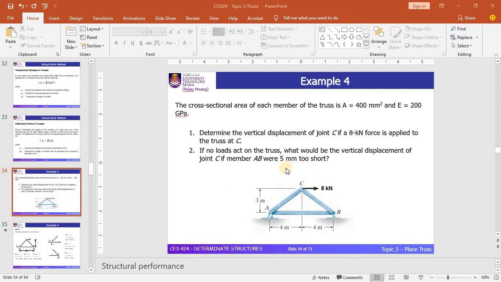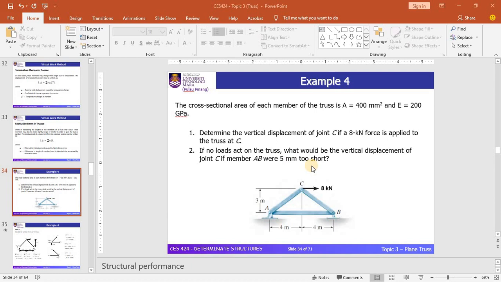Given that member AB is shortened by 5 mm, in this case there is no effect of applied load. So there are two cases here. First, the displacement due to the applied load. Another one is the displacement due to the fabrication effect. Let's discuss this problem in detail.